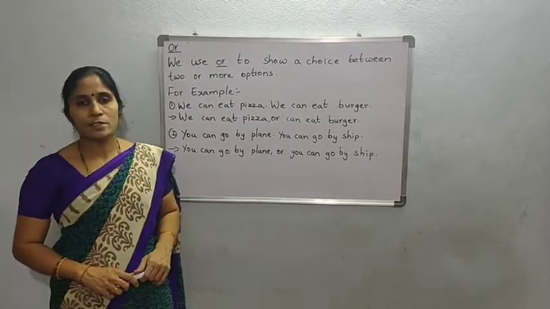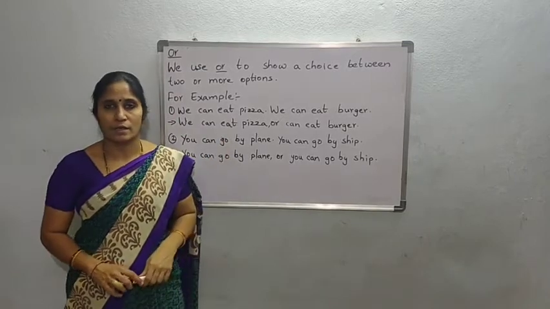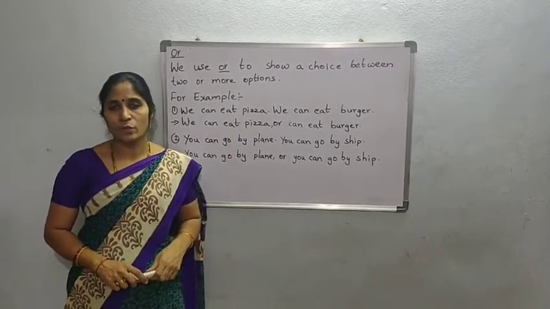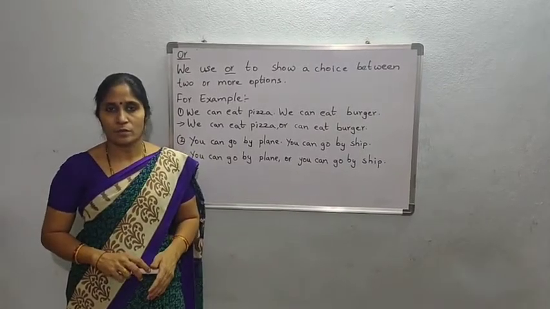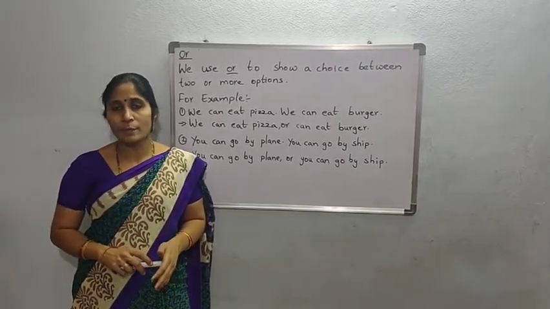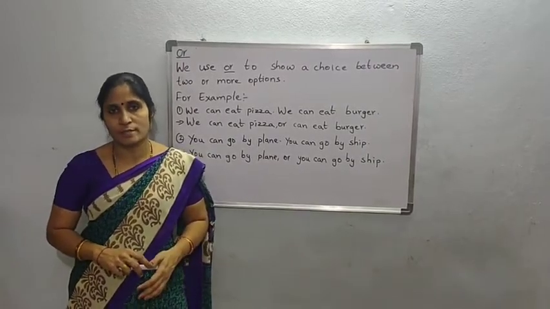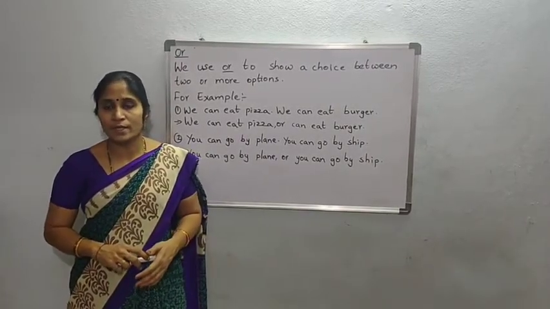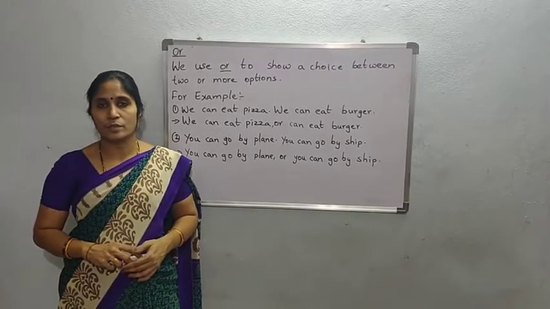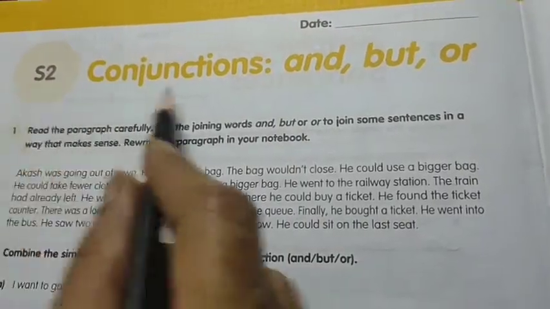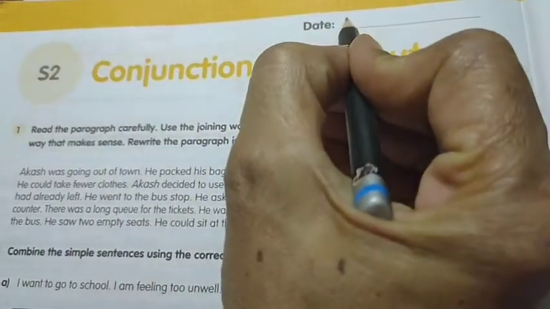I hope you all understood how to use the conjunctions and, but, or. Now, children, what we are going to do is, they have given a small paragraph in our workbooks. So now we are going to read the paragraph and rewrite it by using the conjunctions. Okay, and where we have to rewrite it? In your notebooks. So open your English workbooks. S2, conjunctions and, but, or. Write today's date. What is today's date?